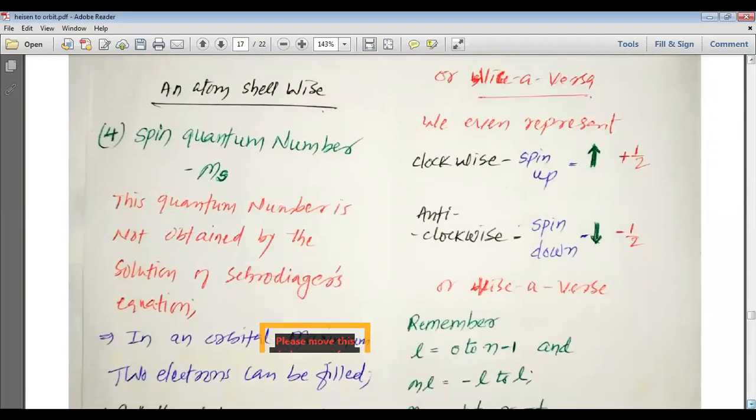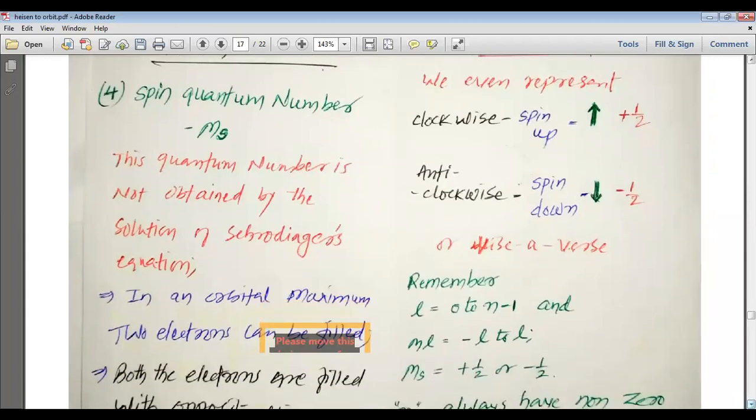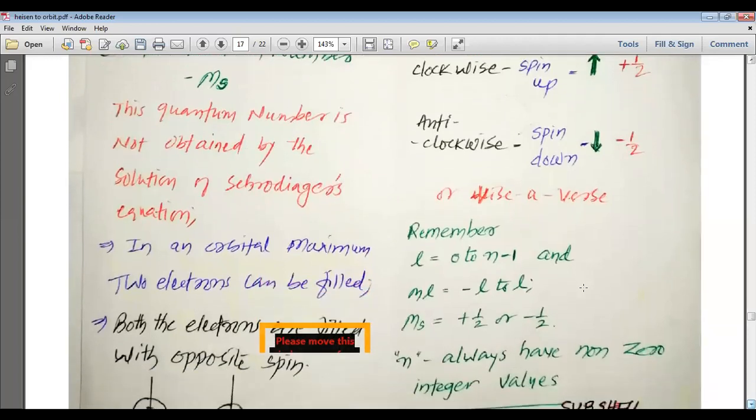Now we are going to study about the spin quantum number, my dear students. So this was the revision. Now we are going to start the next part which we have not studied. Spin quantum number is written as ms. This quantum number is not obtained by the solution of Schrodinger's equation, my dear students. All the other quantum numbers are obtained by the solution of the Schrodinger's equation, but spin quantum number is not.